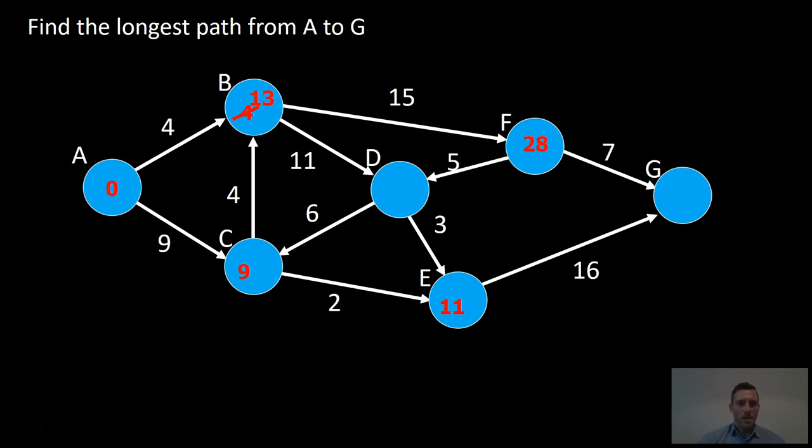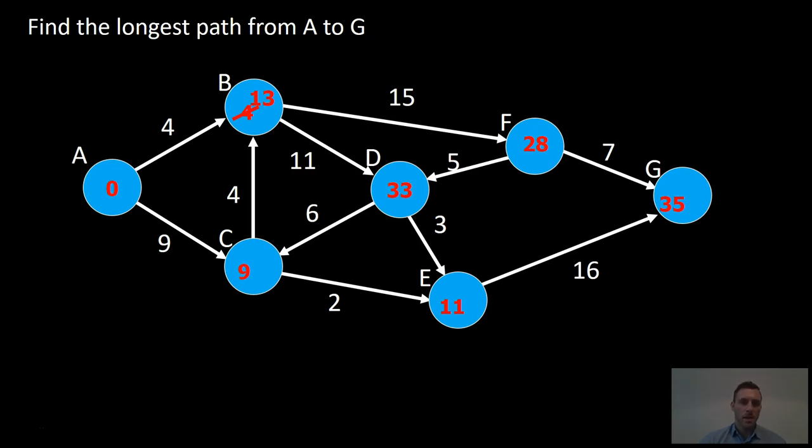Now we look at nodes connected to B, and we go 13 plus 15 is 28. To get to D, we could go to D from B or F. If we add 11 to 13 to D, we get 24. But if we add 5 to 28, we're going to get 33. So we're going to go through F to get to D. From F, we can also go to G, so we'll label that as 35, which is 28 plus 7. But we're not finished yet. We've got to go back.